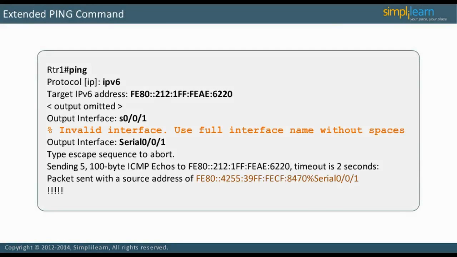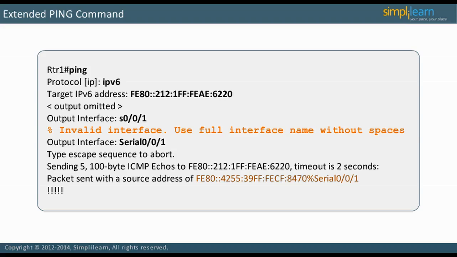Enter the ping command without any parameters. You will be prompted for more input. The first prompt asks for the protocol. The default is in brackets. The default is IP, which means IPv4. Enter ipv6. When prompted, enter the IPv6 address. There are other prompts which will be omitted.